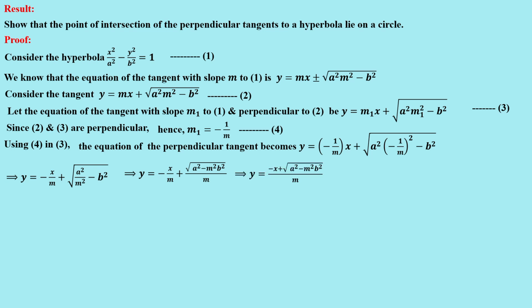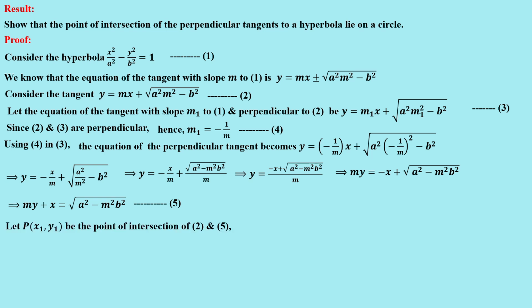So common LCM m, which is equal, y equal to minus x plus root of a square minus m square b square by m. So my is equal to minus x plus root of a square minus m square b square. So my plus x is equal to root of a square minus m square b square. That is equation number 5. Let P(x1, y1) be any point of intersection of 2 and 5.